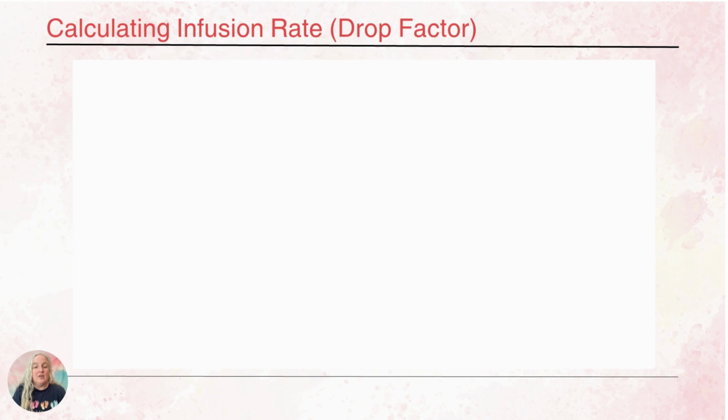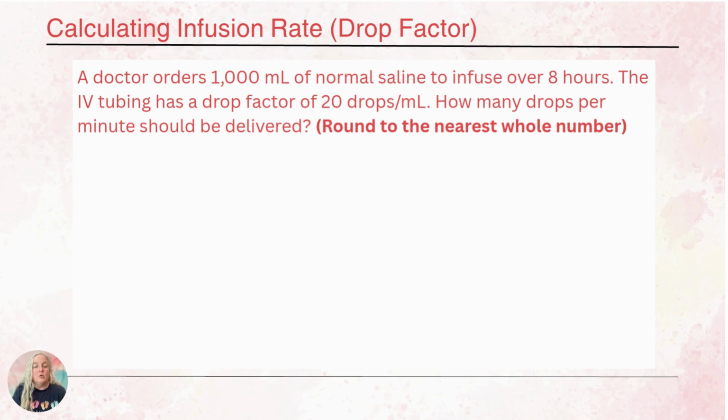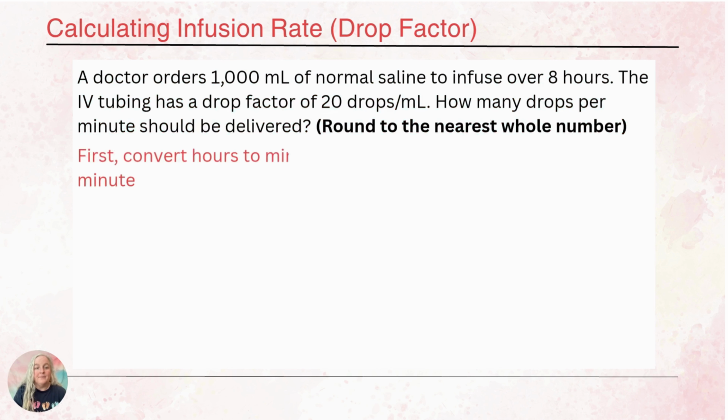Let's try to calculate one using drop factor. A doctor orders 1,000 milliliters of normal saline to infuse over 8 hours. The IV tubing has a drop factor of 20 drops per milliliter. How many drops per minute should be delivered? Round to the nearest whole number.